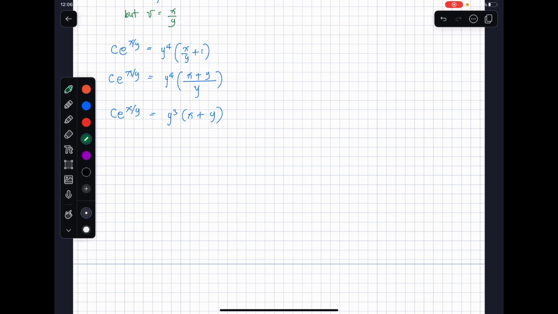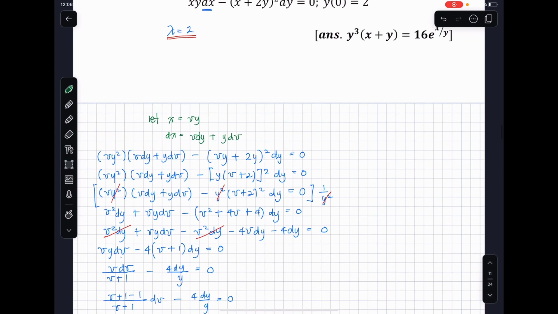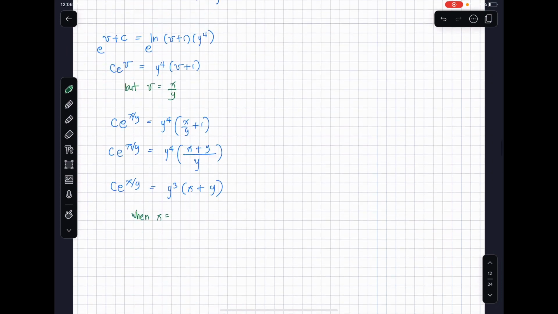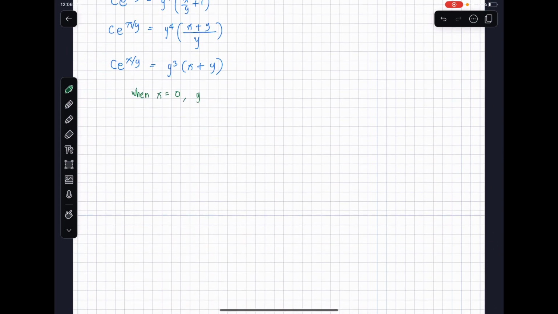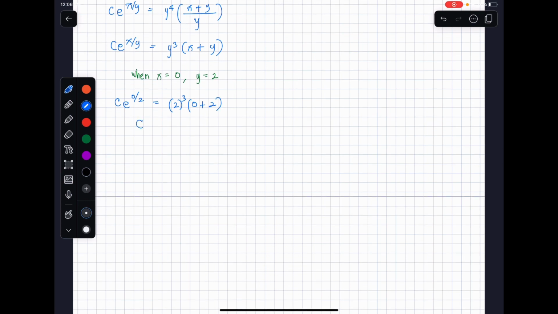But then since this is an initial value problem, it says that when x is 0, y is 2. So we substitute. c e raised to 0 over 2 is equal to y, which is 2 cubed. X is 0, y is 2. So this would be 0, this is 1, and 2 raised to 3 is 8 times 2, that is 16.